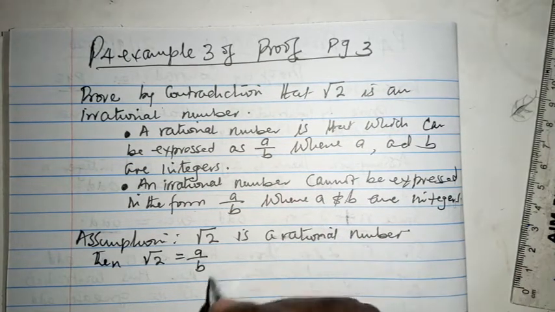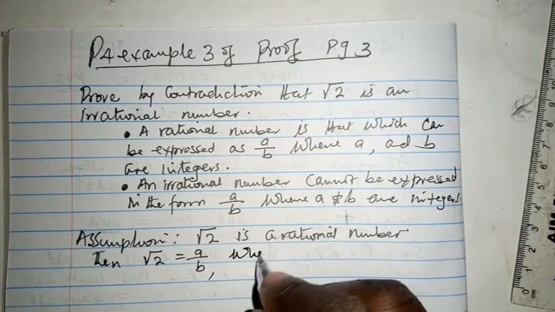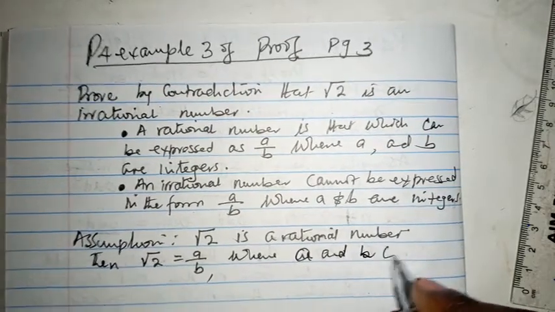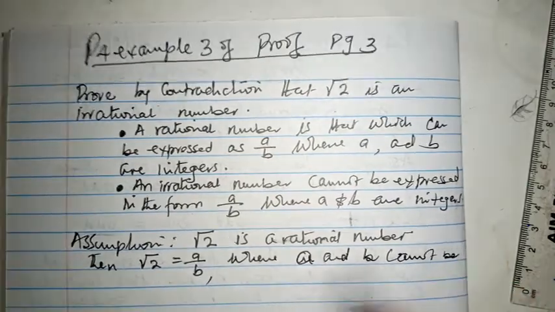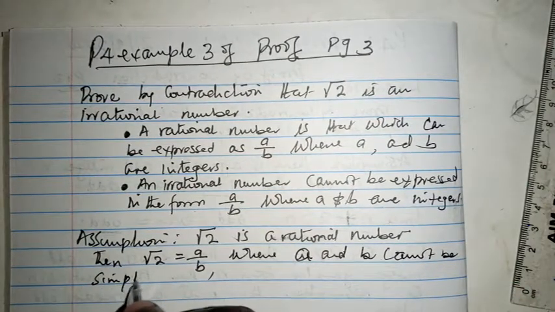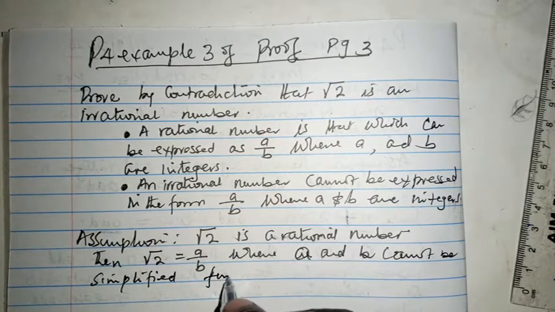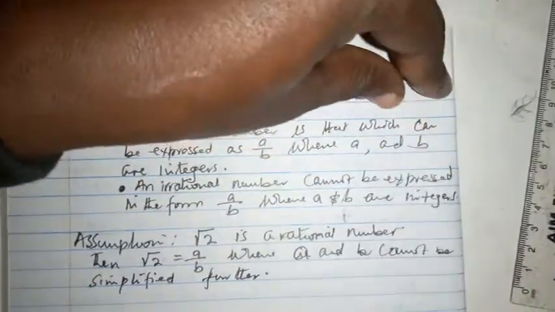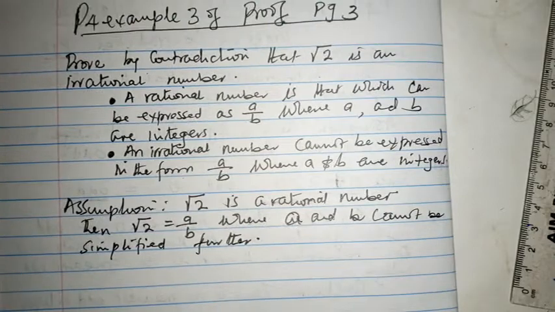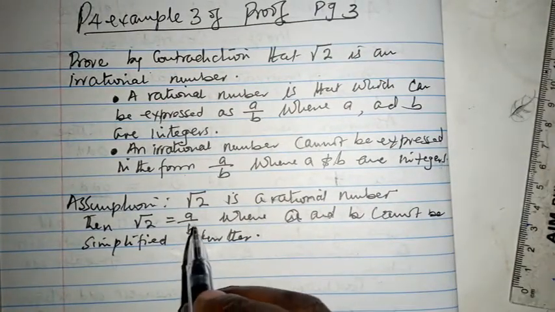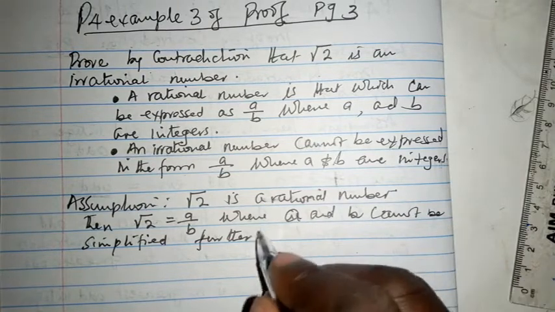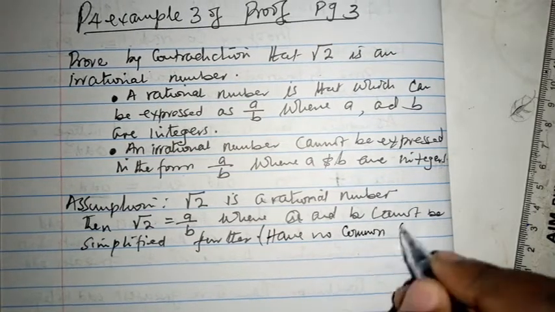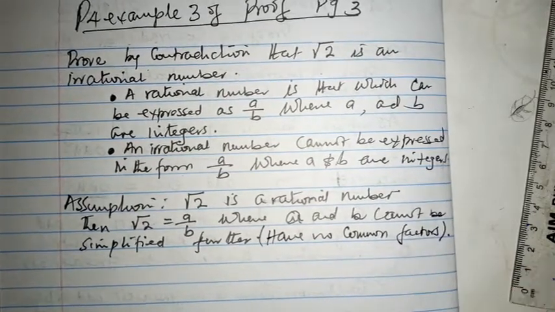And assume that this fraction, where a and b cannot be simplified further, has its final stage in the form a over b. What does that mean? They have no common factors.